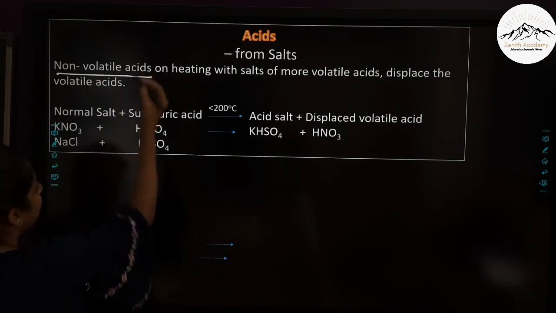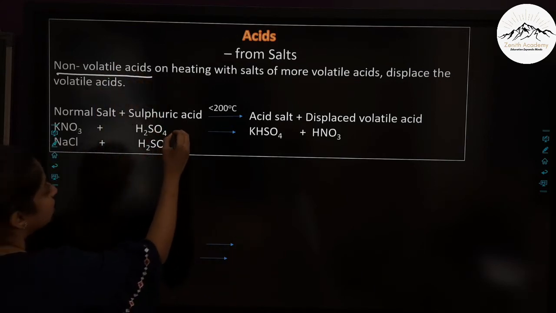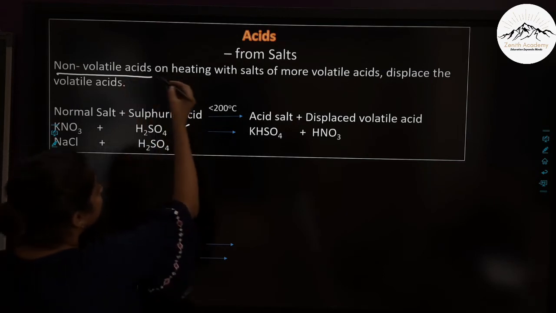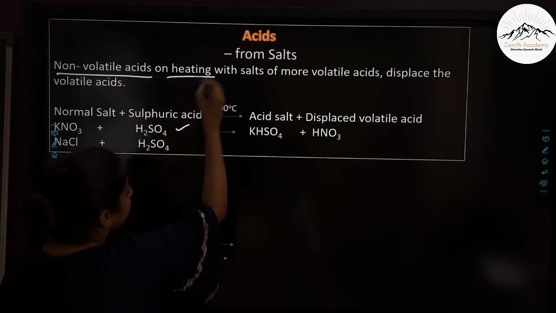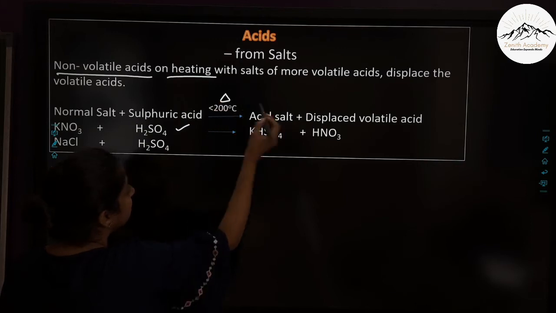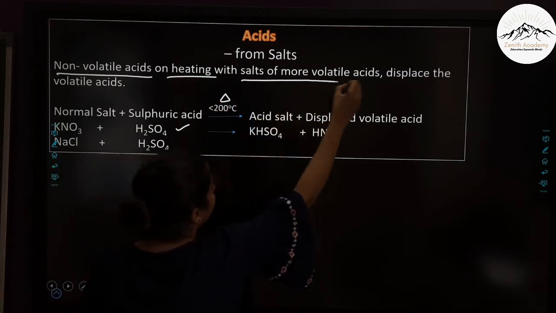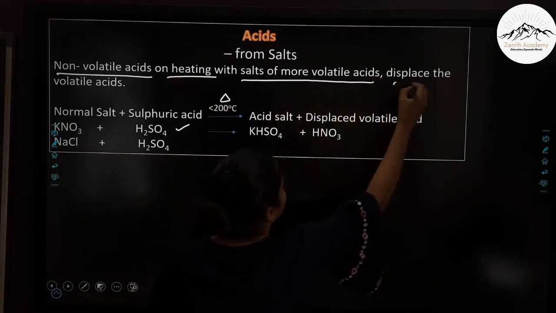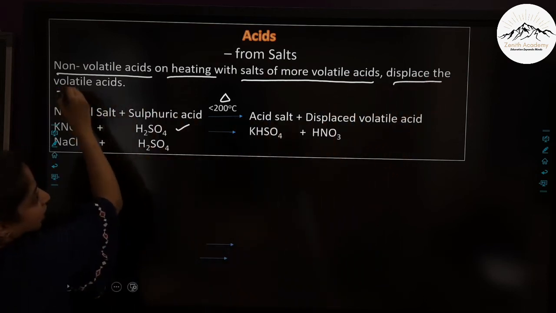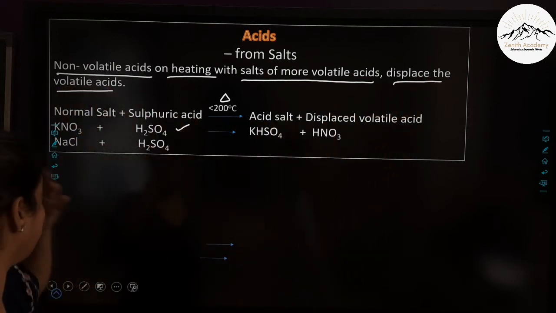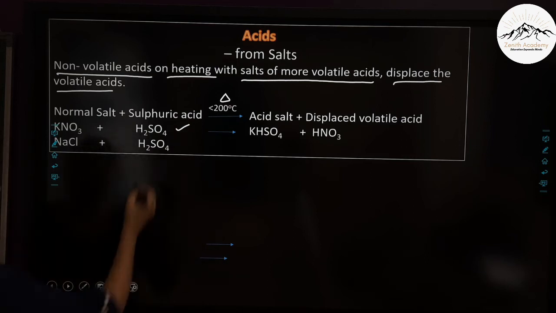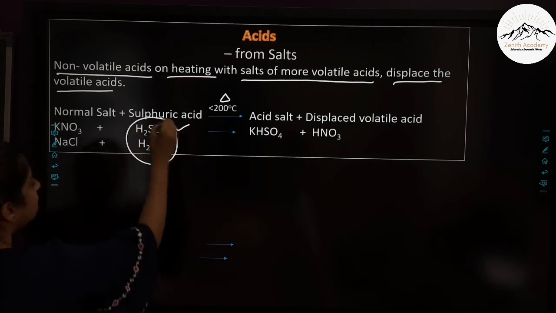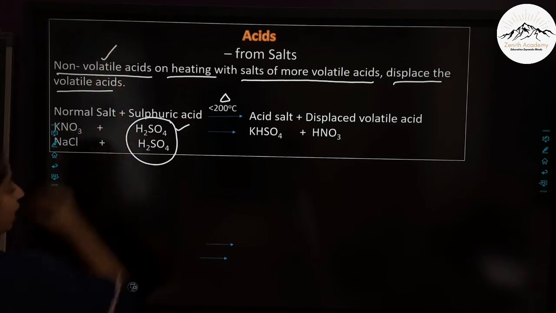So non-volatile acids like sulfuric acid, okay, non-volatile acids on heating, okay, so if you heat these with salts of more volatile acids, it displaces the more volatile acid. Now what does it mean? See, this is sulfuric acid which is a non-volatile acid.